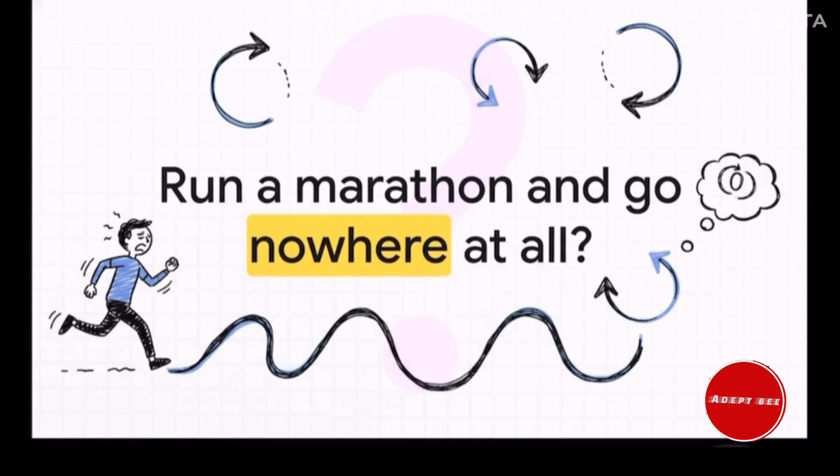But first, let me ask you something. Imagine you just ran a full 26.2-mile marathon. You are completely exhausted, you've crossed that finish line, but in the eyes of physics, it's possible you've gone absolutely nowhere. How on earth is that possible? It sounds like a trick question, right? But the answer is actually one of the most important ideas in all of motion.